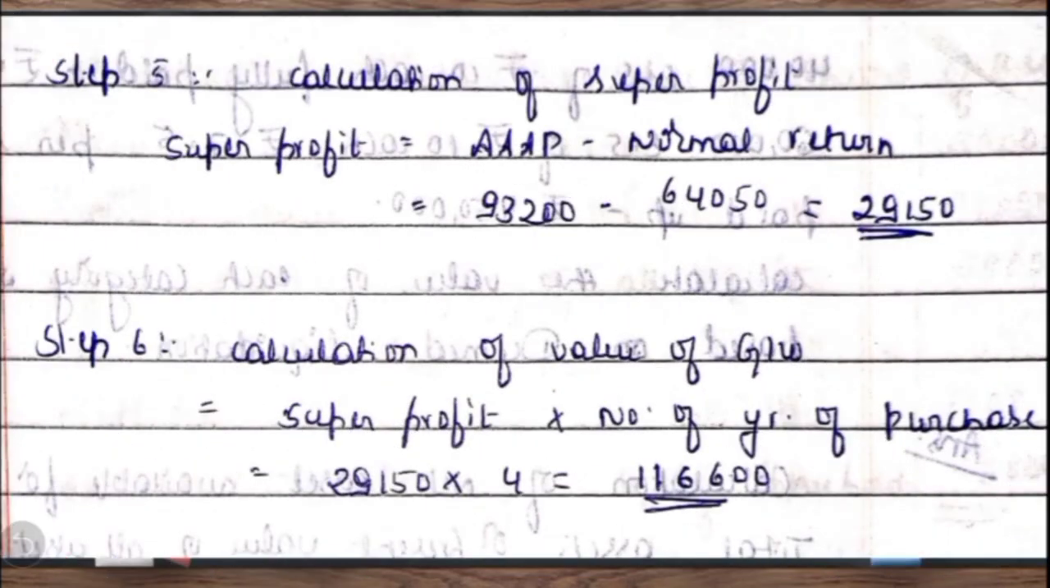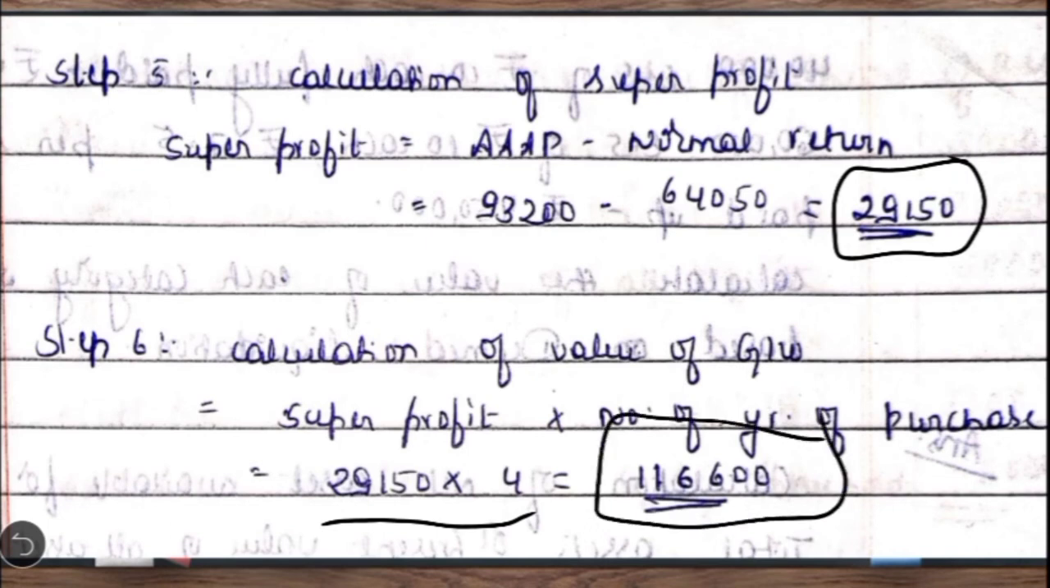Then in the fifth step, we are going to calculate the super profit. Super profit is equal to adjusted average annual profit minus normal return. 93,200 minus 64,050. We get 29,150. Then in the sixth step, calculation of value of goodwill. Super profit into number of years of purchase, 29,150, and it should be taken at 4 years purchase. So when we multiply by 4, we get 1,16,600 as the value of goodwill, which is based on 4 years purchase of the annual super profit. So this is just the working note to calculate the value of goodwill to be included in the intrinsic value.